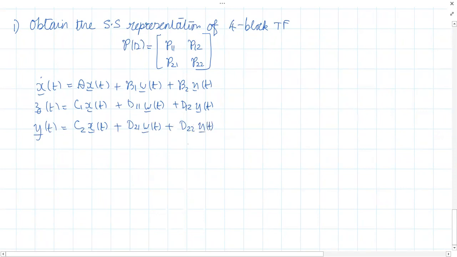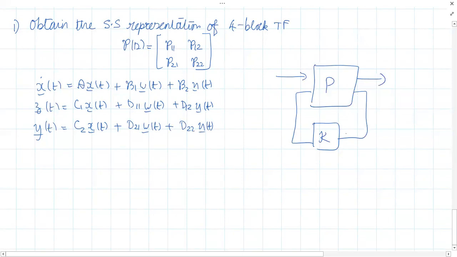Okay, so this is the lower LFT representation. This should be Y, the measured output. Then regulated output is Z, this must be the exogenous input W, and here is our control input U. Okay, then check the assumptions.